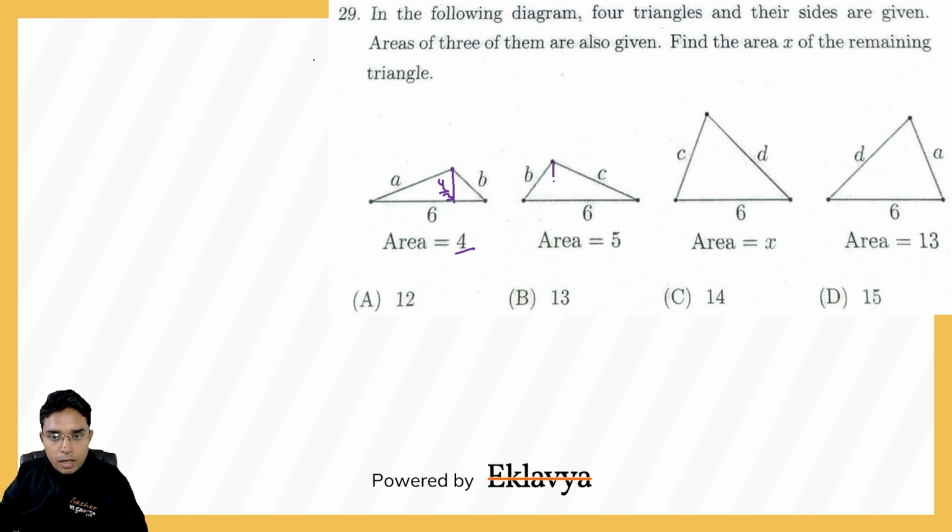Similarly, here height has to be 5 by 3, and here the height has to be x by 3, and here height has to be 13 by 3. Okay. Now you can notice that the height of the second one and the fourth one, if you add, becomes also 6. 5 plus 13 is 18, 18 by 3 is 6. Okay, so height here is also becoming 6.